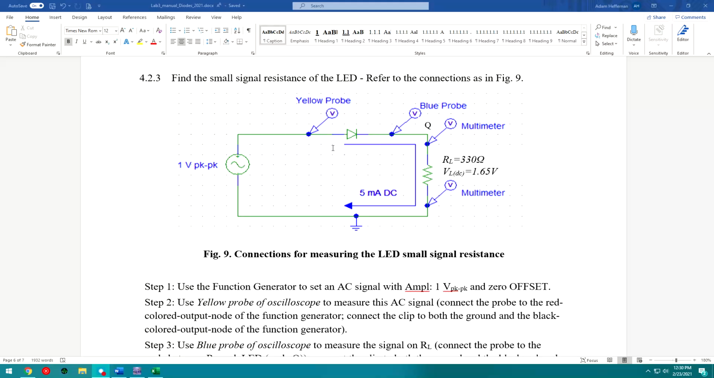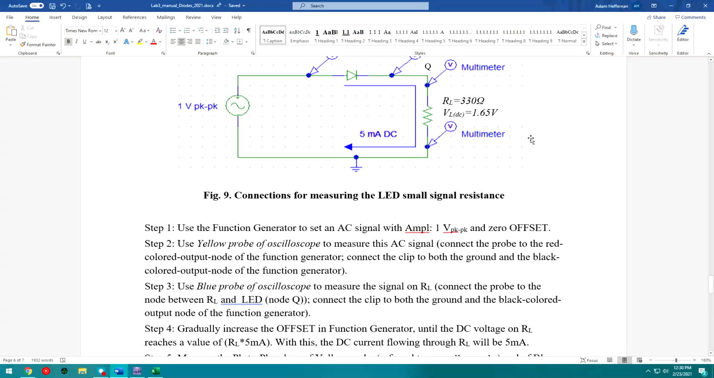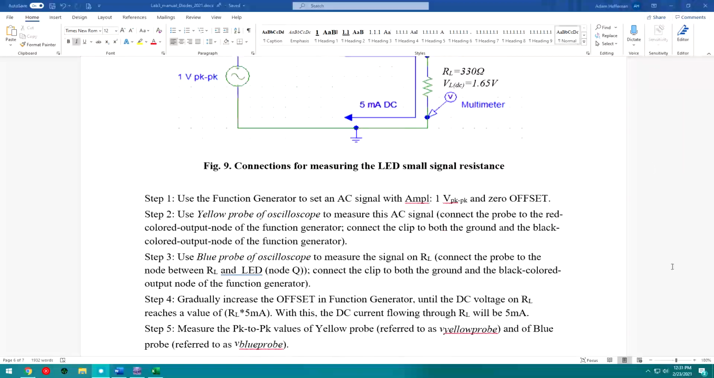All right, so next, guys, it's going to ask us to actually increase the DC offset on the LED until we have 1.65 volts of DC voltage on the load, okay? That means we have 5 milliamps running through our circuit. So we're going to increase the offset on the function generator until the DC voltage on RL reaches a value of RL times 5 milliamps. So in everyone's case, it's going to be slightly different.